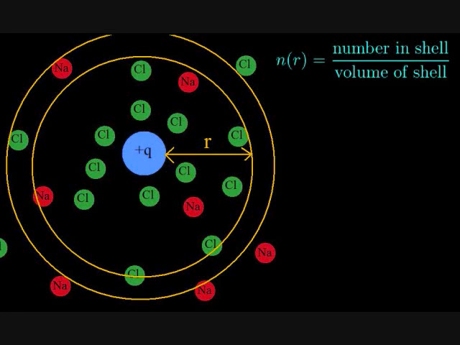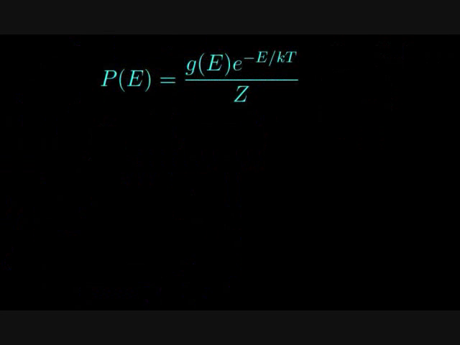is the number of ions in a spherical shell of radius r and thickness dr divided by the volume of the shell. The number of ions in the shell is the total number of ions times the probability that the given ion will be in the shell. The volume of the shell is 4 pi r squared dr. The probability of finding a given ion in the shell can be found as follows.